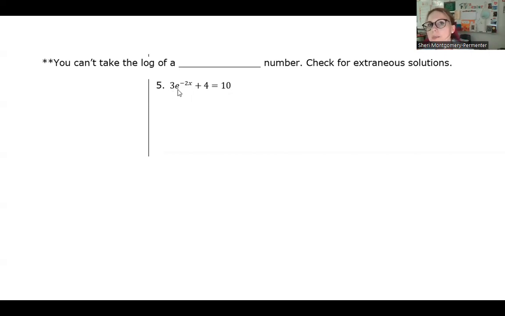The next problem, we have no logs. So if we were solving this equation, our goal is to get x by itself. So to try and get x by itself, I have to move everything away from the x. Okay. Well, the first thing I have to move is the +4. So I will subtract 4. What is E? It has a name. Euler's number.